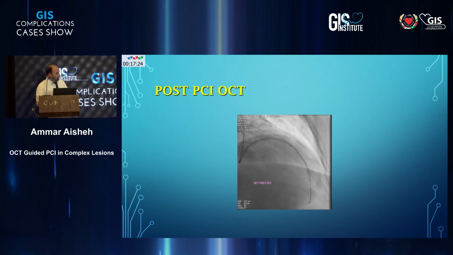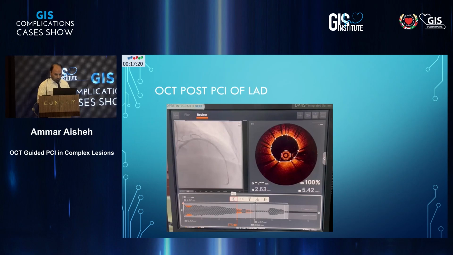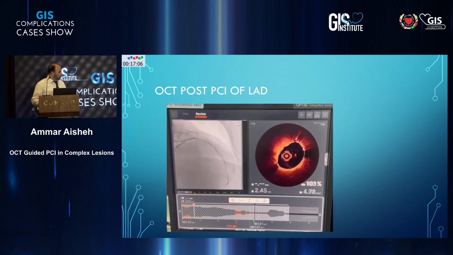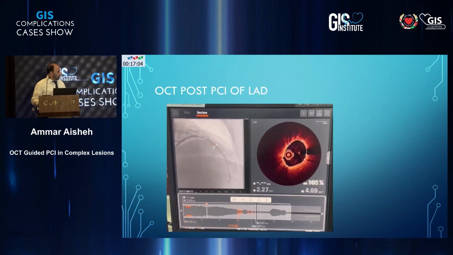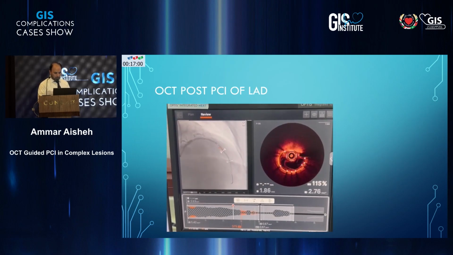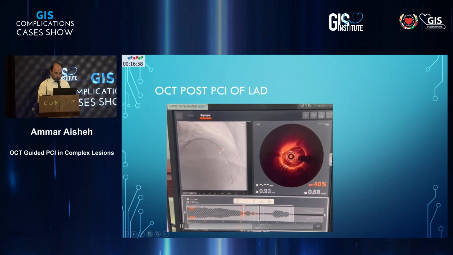Can we run the OCT? This is a post-OCT. The abbreviation that you use for the post is the MAX. So remember MLD and MAX: MLD for pre and MAX for post. So in the post, we check the edge dissections, the stent expansion, and malappositions. But here, for sure, there will be under-expansion of the stent in this area.